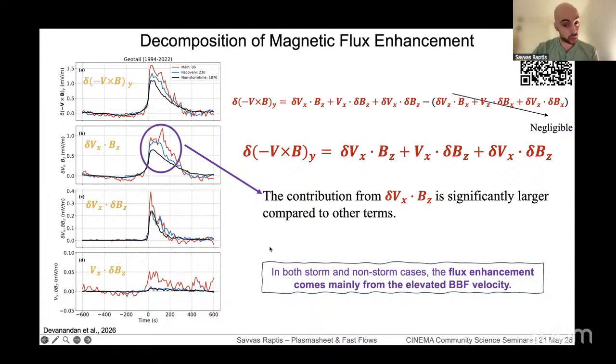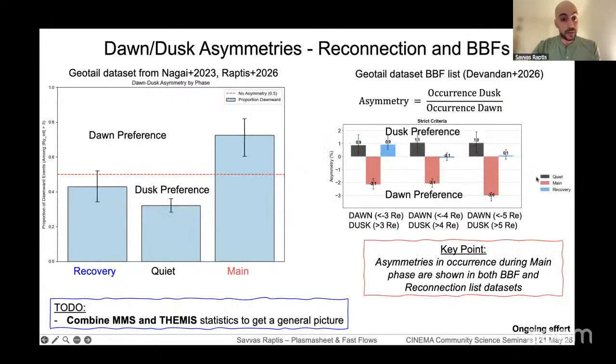And again, in both storm and non-storm times, it seems like it is more the actual fast flow aspect rather than the polarization aspect that drives the elevated convection electric field during those phenomena. Another thing we tried to do was basically take all these data that we had and look at different dawn and dusk asymmetries.